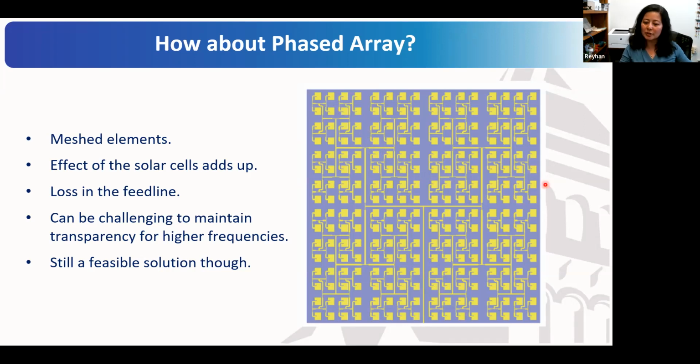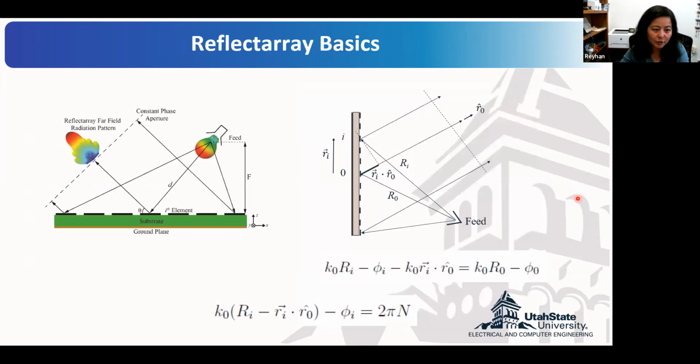But from what we have examined earlier, by meshing the antenna as well as by putting it on the solar panel, we will lose some gain. So that gain will accumulate, and we have the feed line loss, etc. So I'm not saying phased array is not a good option. I just don't think it's as good as reflector array. So we want to continue to examine reflector array.